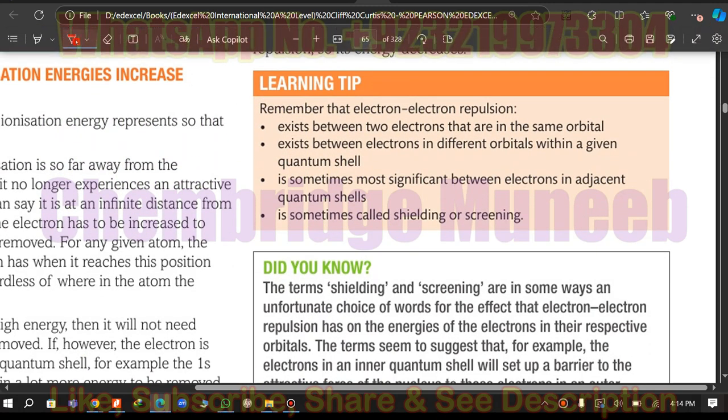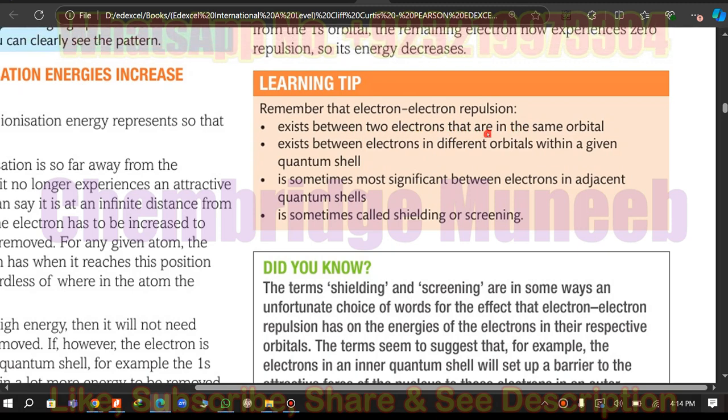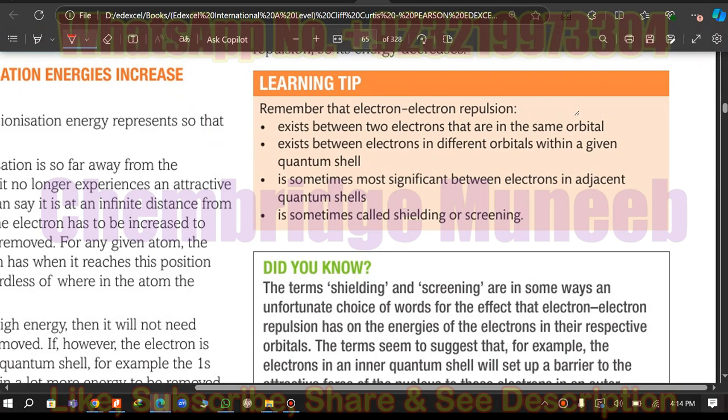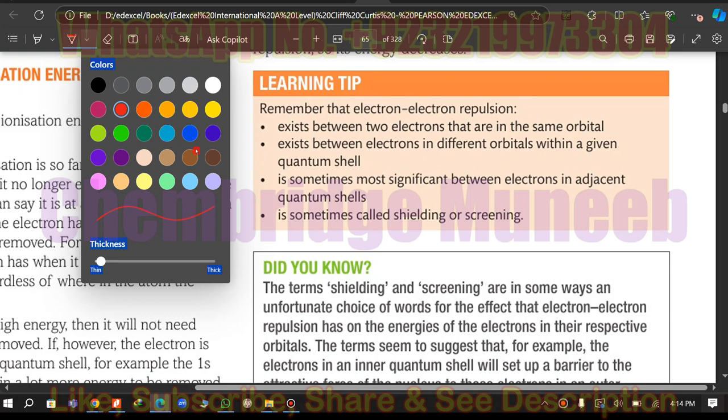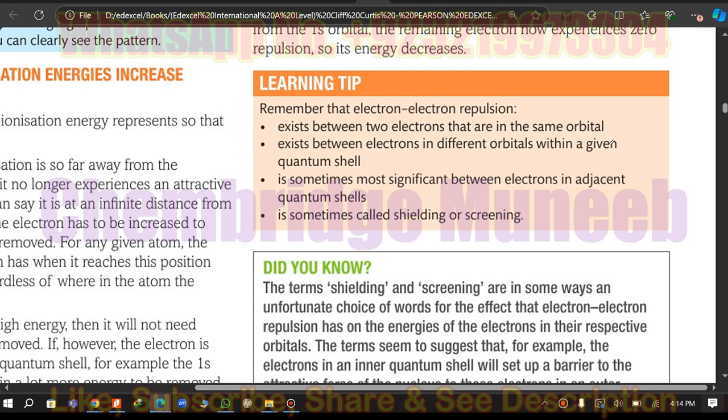There are some tips on this. Remember that electron repulsion exists between two electrons that are in the same orbital. So can you name any of the orbitals of the p subshell? Can you repeat the question? Can you name the orbitals of the p subshell?